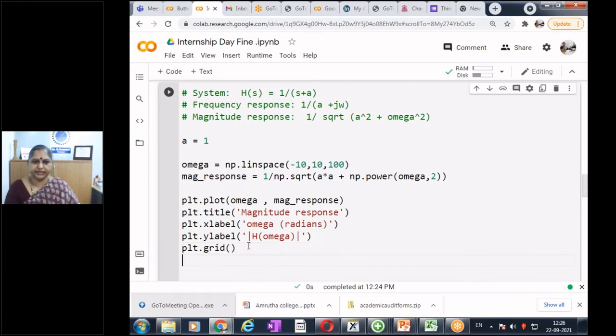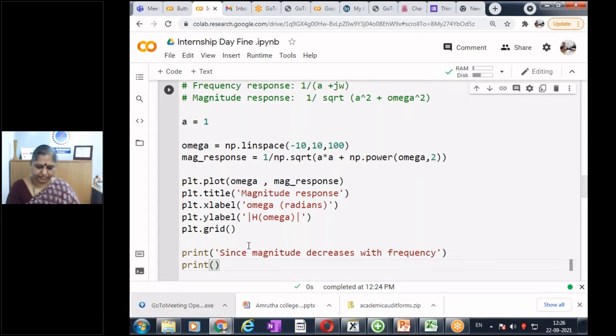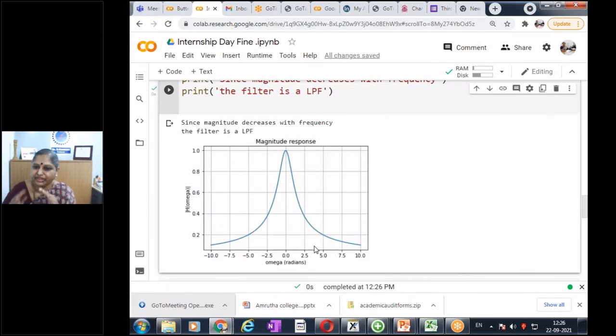So then what we want to write here, we will write a statement: print, since magnitude decreases with frequency, the filter is a low pass filter. Since magnitude decreases, let's run it, and this is what we have from the magnitude response. We have that the magnitude decreases, and hence it's a low pass filter.